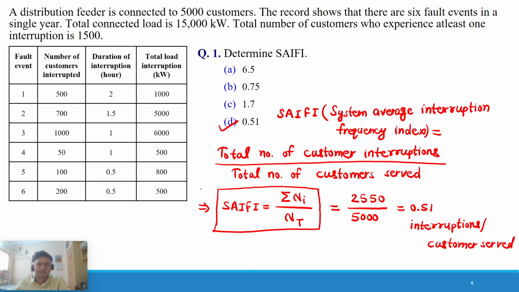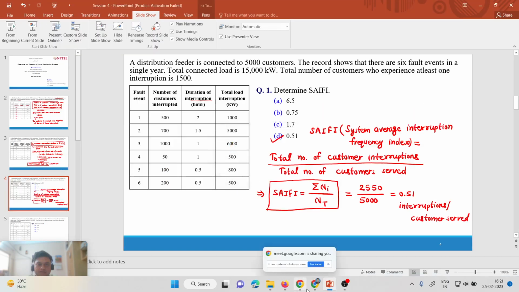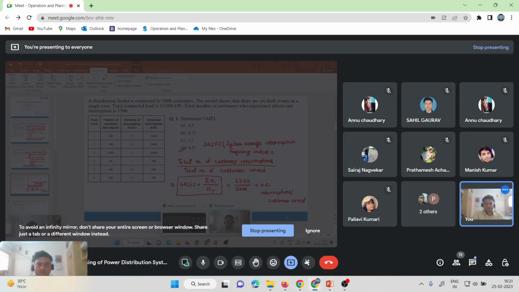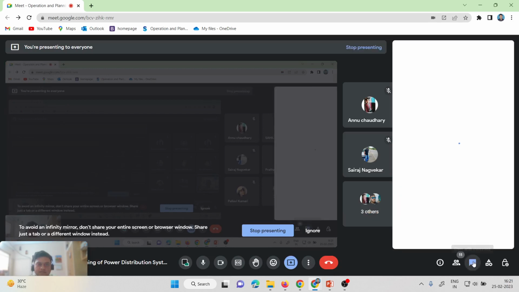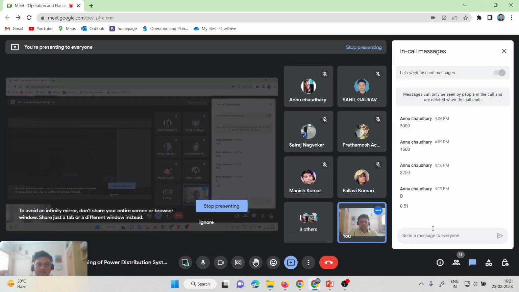I am not going to change the data. This data is common for the 10 questions we will solve today, and in each question the data is common to everyone. We just determine the different reliability indices. So we have calculated SAIFI, and next we will calculate SAIDI. Yes, correct, 0.51.